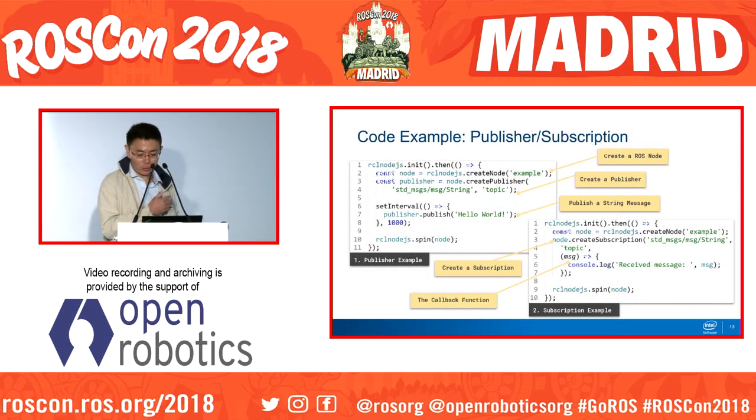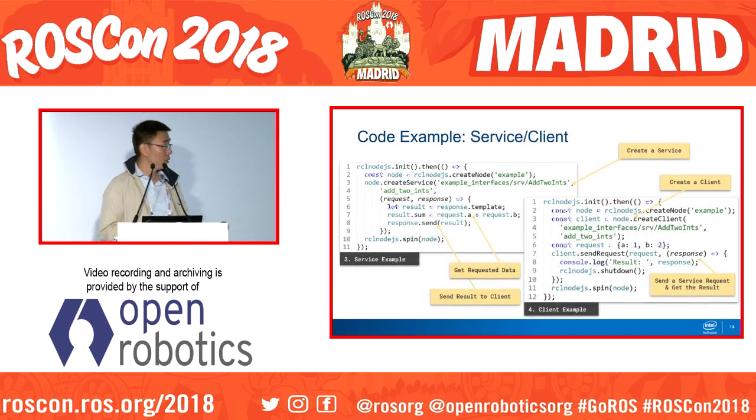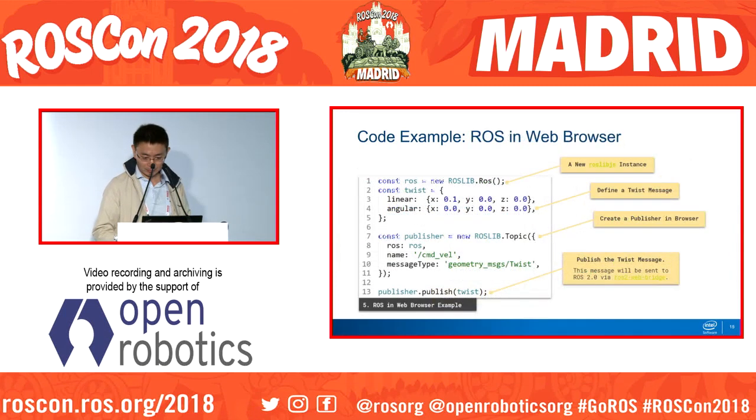These pages show some code examples of some common usage in RCL Node.js, like publish a topic, send a request to a service. You can see it's very simple and easy, very few lines. And how to write a publisher in a browser.